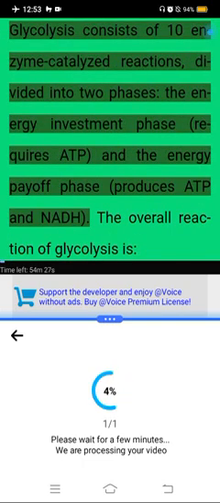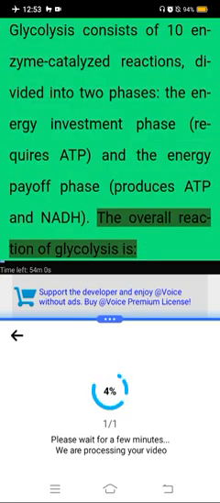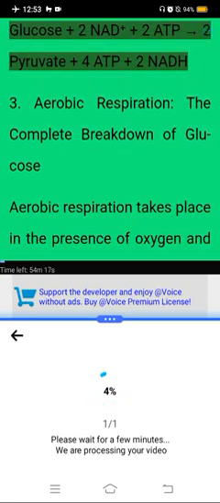Glycolysis consists of 10 enzyme catalyzed reactions, divided into 2 phases. The energy investment phase requires ATP, and the energy payoff phase produces ATP and NADH. The overall reaction of glycolysis is glucose plus 2 NAD+ plus 2 ADP plus 2 Pi plus 2 ATP right pointing arrow 2 pyruvate plus 4 ATP plus 2 NADH.